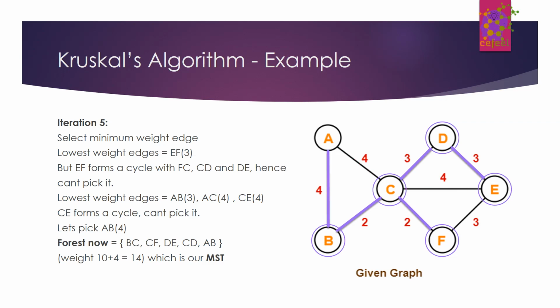So adding AB to our current forest expands to include 5 edges now, which is BC, CF, DE, CD and AB, and the total weight, you can notice, is 10 plus 4, 14. And if we look closely, we have covered all the possible vertices on the graph. There is no vertex left, and the tree which we have is also connected. It's no longer a forest. Hence our algorithm will stop here, because we have found the minimum spanning tree that covers all the vertices.